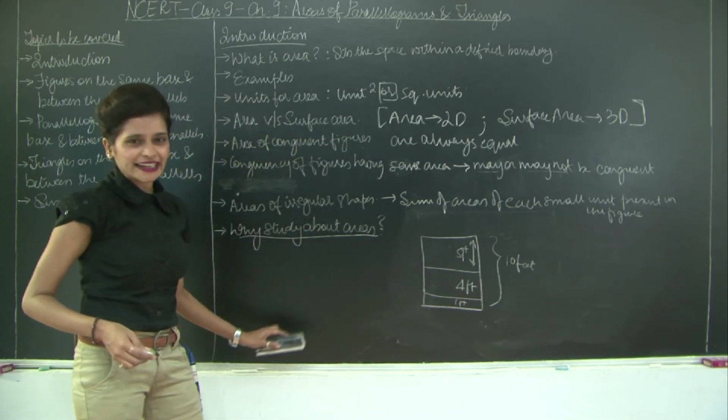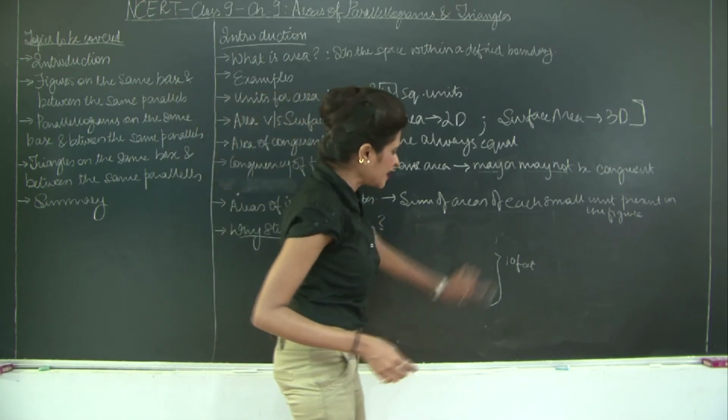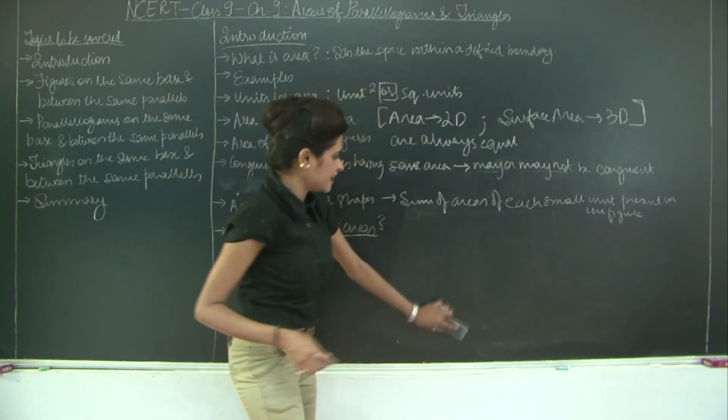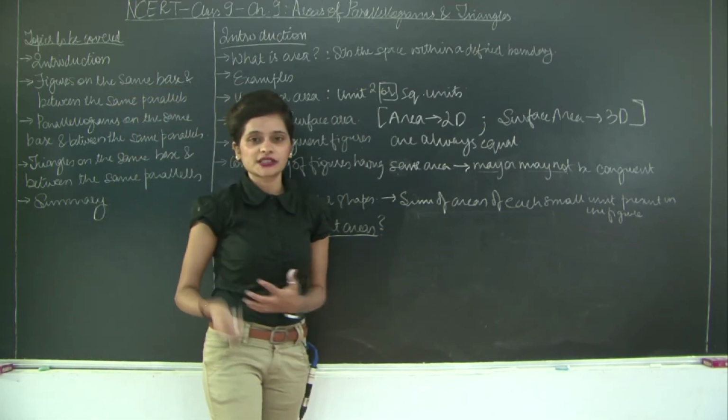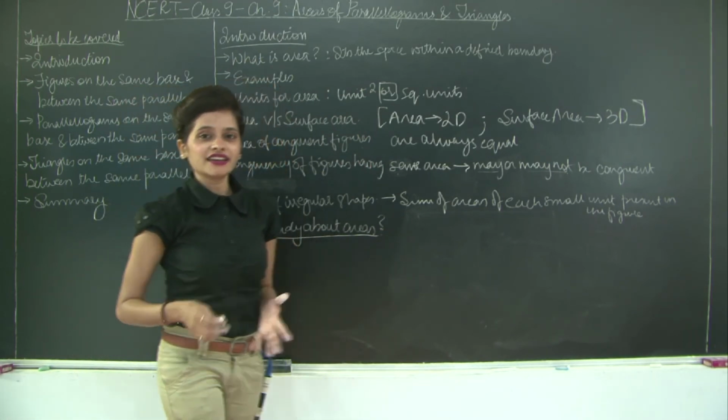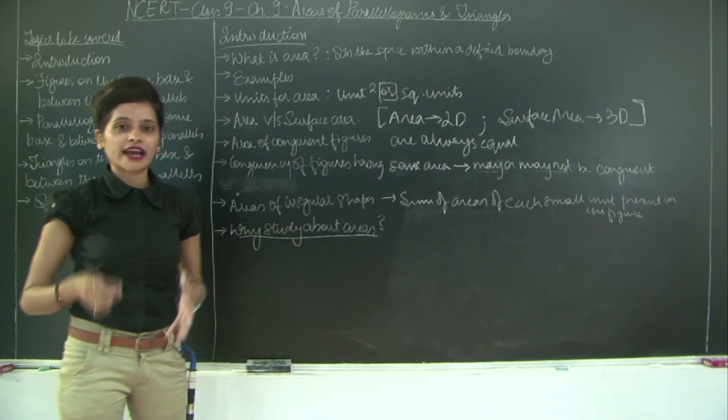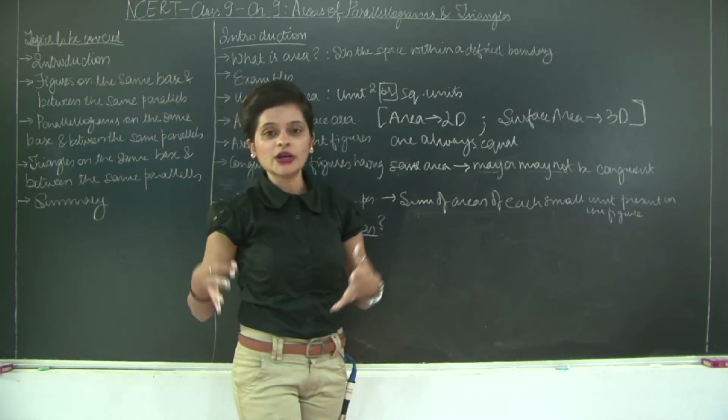So this was just a very tiny example when it came to siblings. But let's say you get a lot of property in future and you want to distribute it amongst your siblings or your relatives, then you should have an idea of how to calculate area. Only then will you be able to divide it.